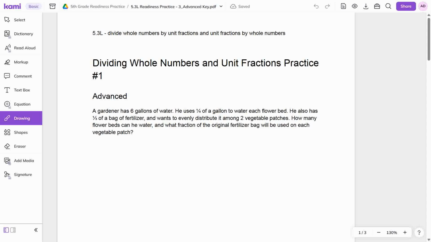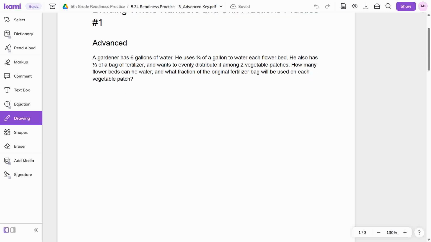So we have a gardener with 6 gallons of water, and he uses them for flower beds. We have a third of a bag of fertilizer and he wants to use it among vegetable patches. So we need to figure out how many flower beds and what fraction of each original fertilizer bag can be used. So really, it's two problems kind of stacked on top of each other.